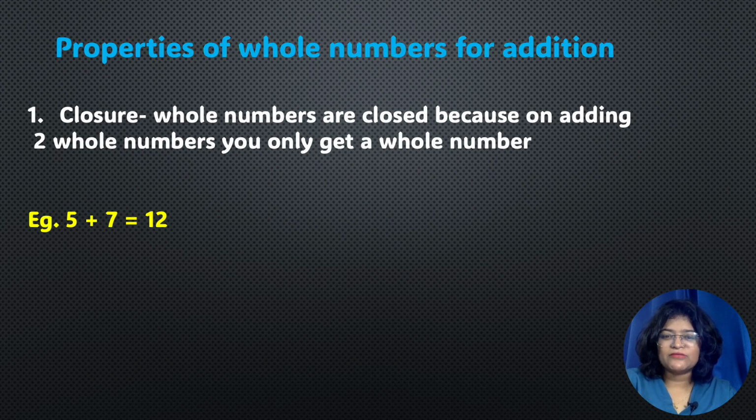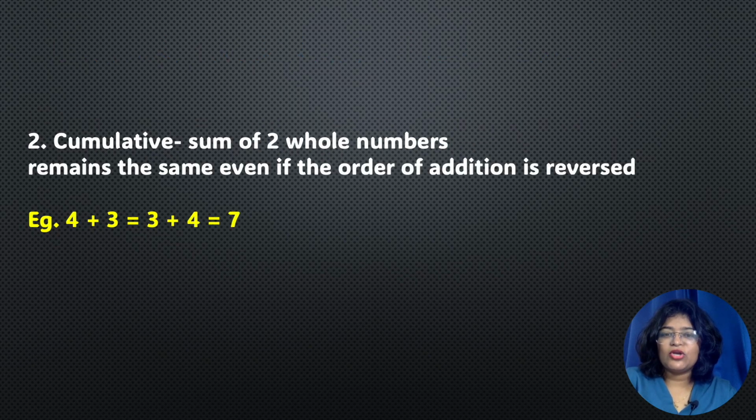Properties of whole numbers for addition. Closure. Whole numbers are closed because on adding two whole numbers, you only get a whole number. Example, 5 plus 7 will only give you a 12. Commutative property. Sum of two whole numbers remains the same even if the order of addition is reversed. So, 4 plus 3 is the same as 3 plus 4, which is 7. That is called the commutative property.